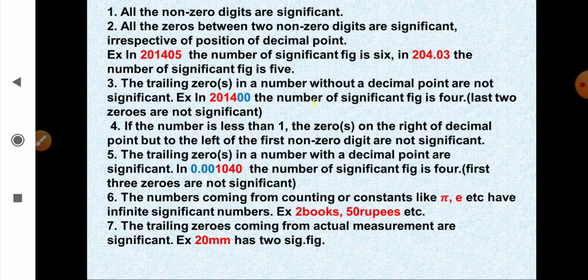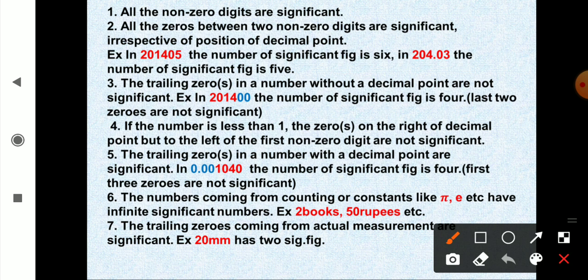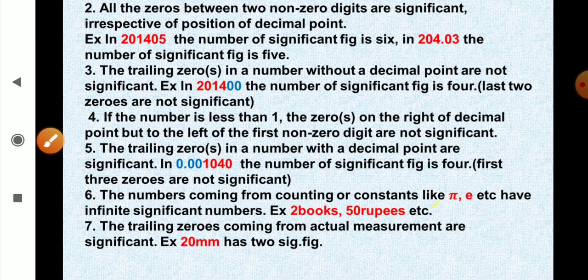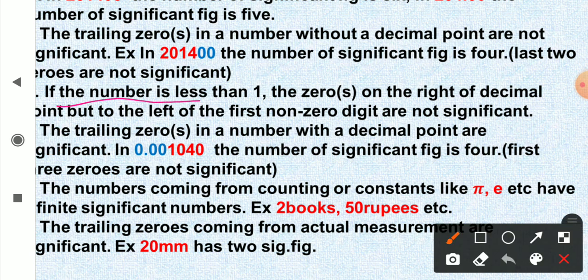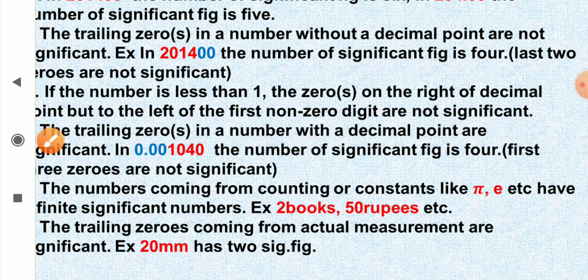And now the next rule. If the number is less than 1, that means it is a decimal number, the zeros on the right side of the decimal point but to the left of the first non-zero digit are not significant, and the trailing zeros in a number with a decimal point are significant.